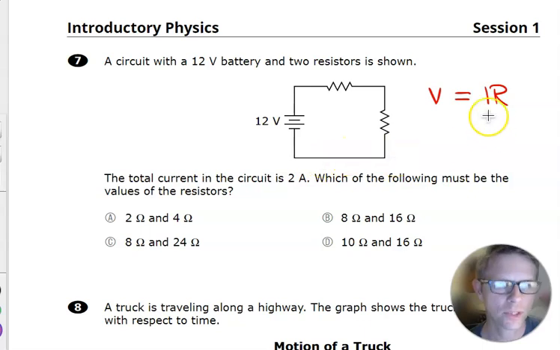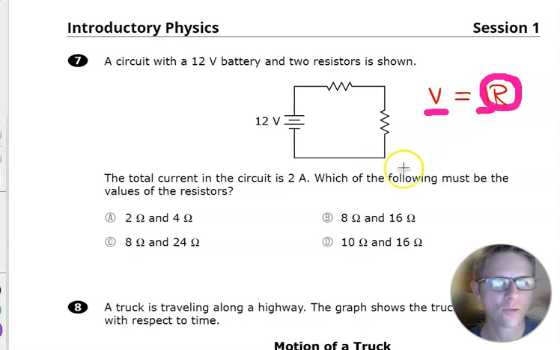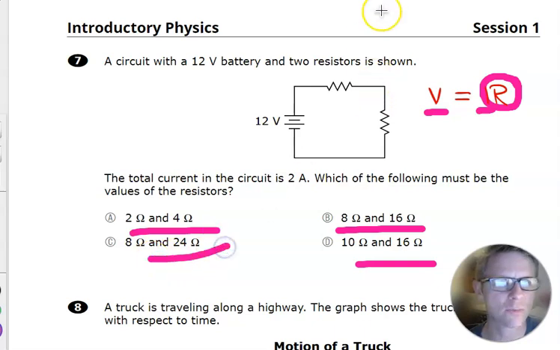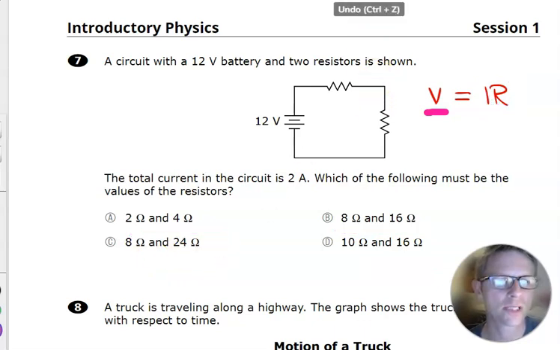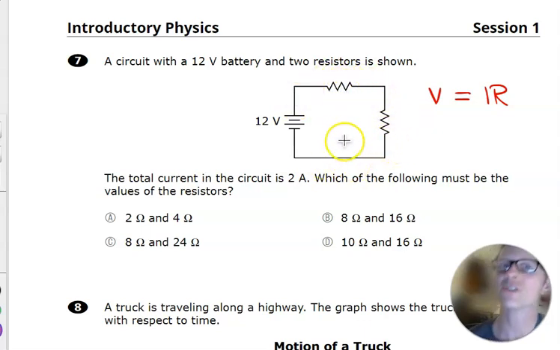Number 7, we're going to use V equals IR. If the voltage is 12, that means that to get a current of 2 amps, I need a resistance of 6. This resistance needs to be 6. So only one of these produces a resistance of 6, and you can see which one produces a resistance of 6. By the way, this is called series, and the resistance is just these two added together.